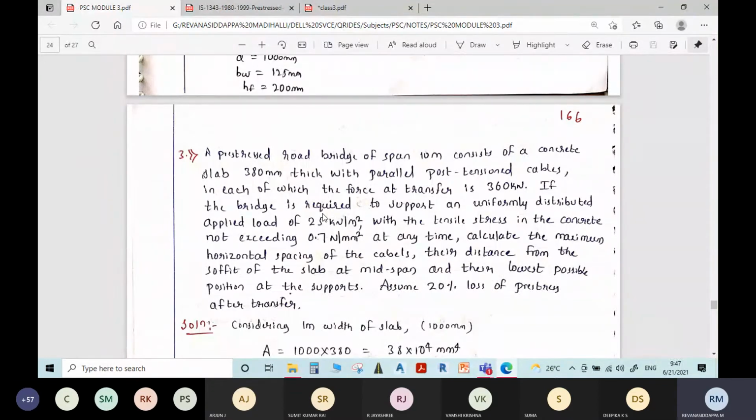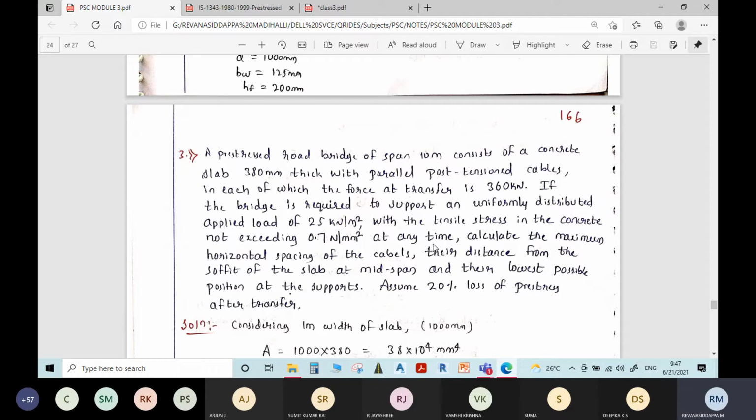Okay, if the bridge is required to support a UDL of 25 kilonewton per meter square, the loading over the slab is given. Usually the load on the slab will be taken like this only, right? Per meter square area, that is 25 kilonewton per meter square, with the tensile stress in the concrete not exceeding 0.7 Newton per mm square at any time.